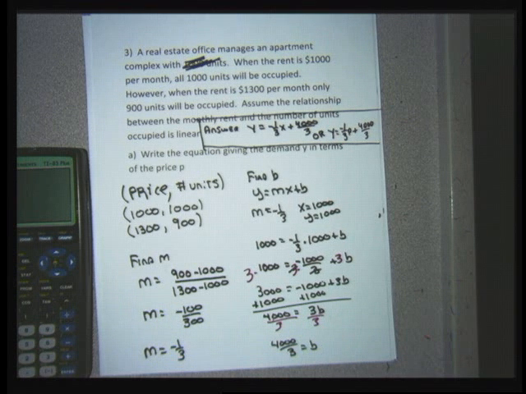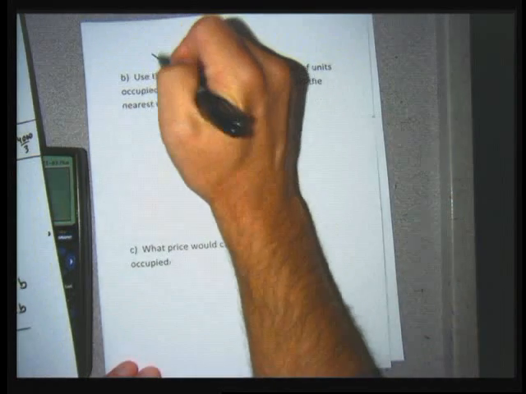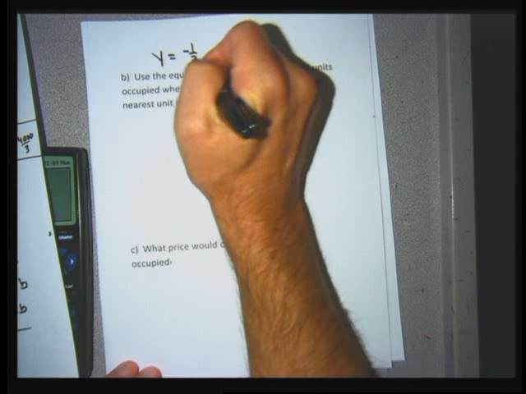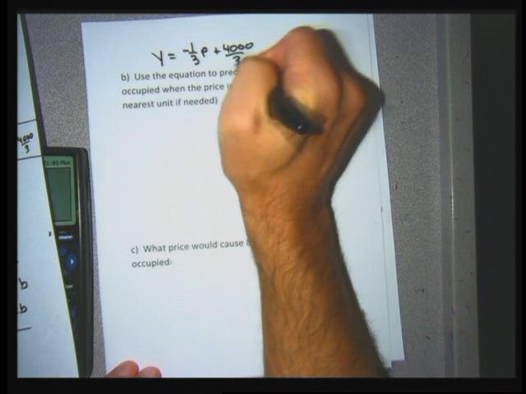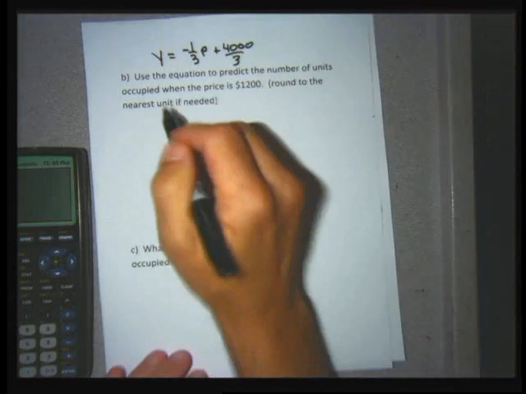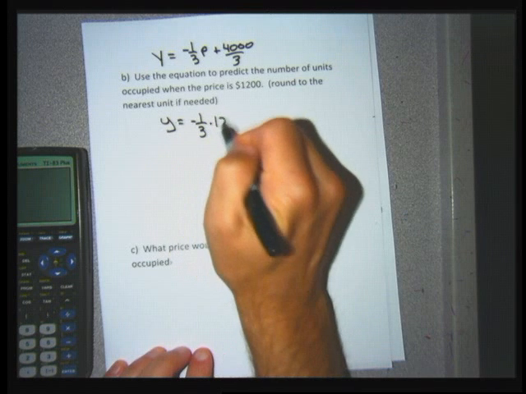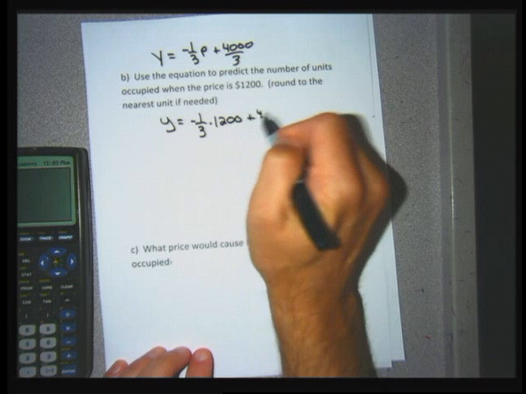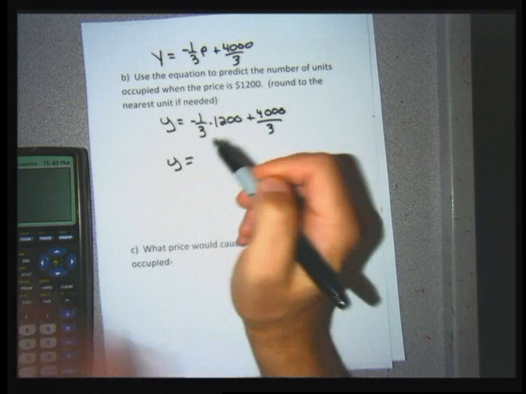So that's part A. Part B wants me to use the equation. Part B says predict the demand at a price of $1,200. So again, that equation is y equals negative 1/3 times p plus 4,000 over 3. For part B, I'm going to use the equation. I'm going to plug 1,200 in for p because the 1,200 is a price, the p is a price. I'm going to go negative 1/3 times 1,200 plus 4,000 over 3. And I certainly need to round this. I'm going to do this all on my calculator.